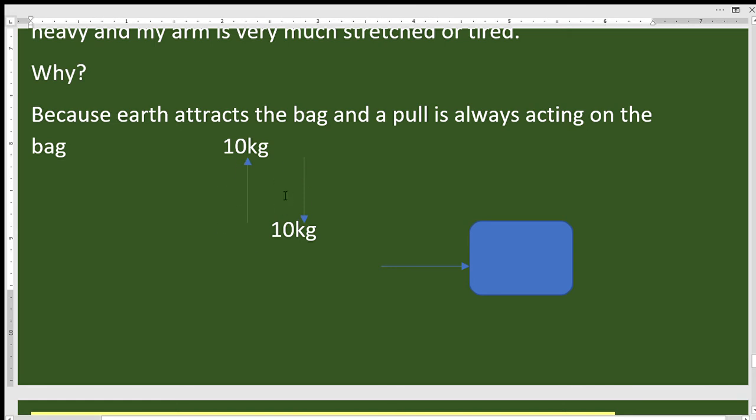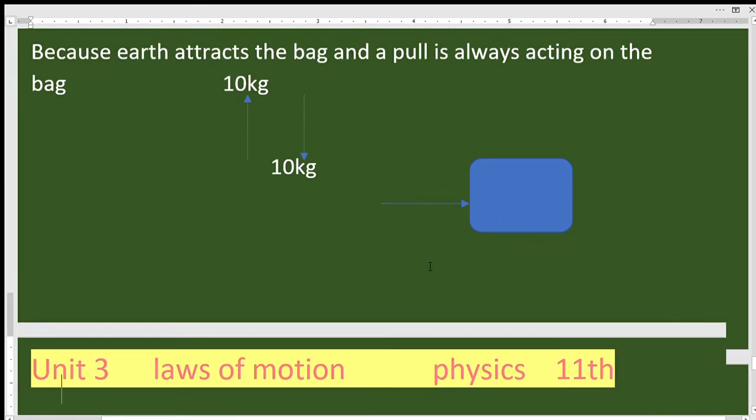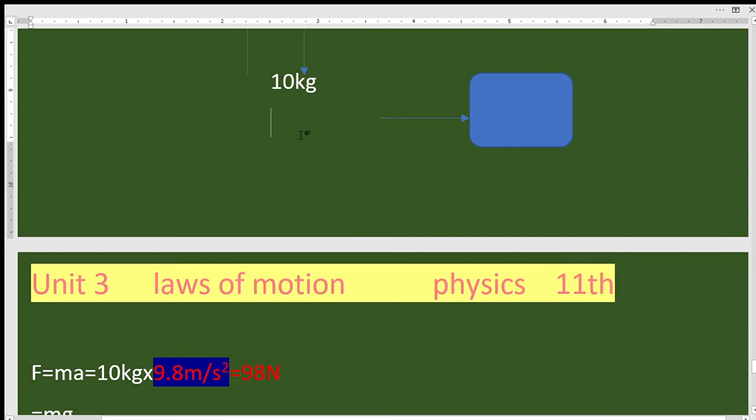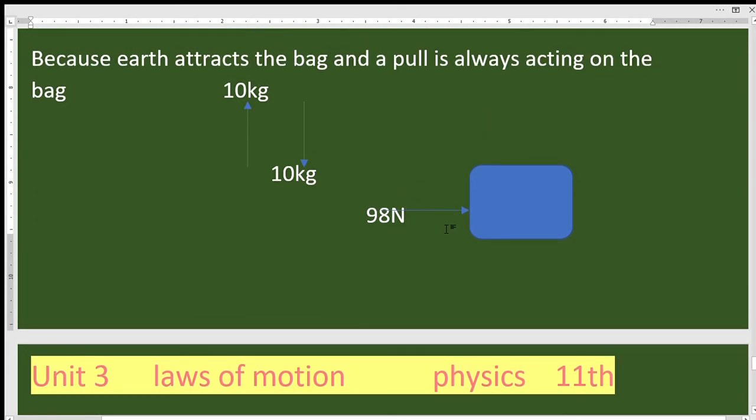But you never talk about 98 newton. You simply say I am carrying 10 kg. And you understand I have to apply some force. But suppose you apply a force on this table, say you are applying 98 newton here. If you apply 98 newton force on this table, you can say equivalently that you are applying 10 kg force.